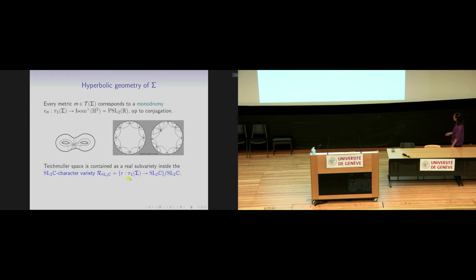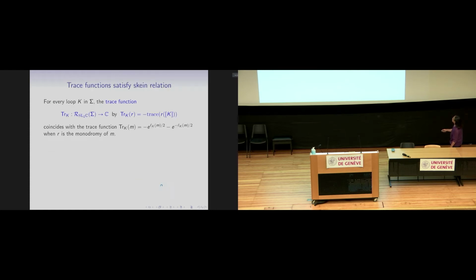Now, instead of thinking about curves, loops on a surface, I'm thinking about matrices. And for those 2 by 2 matrices, I can take a trace. So if I fix a K, and then I take the trace, put a minus sign in front, then somehow this corresponds exactly to the trace function that you get from looking at the lengths of that curve under the metric M.